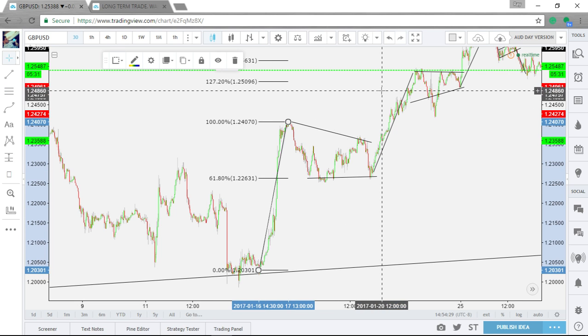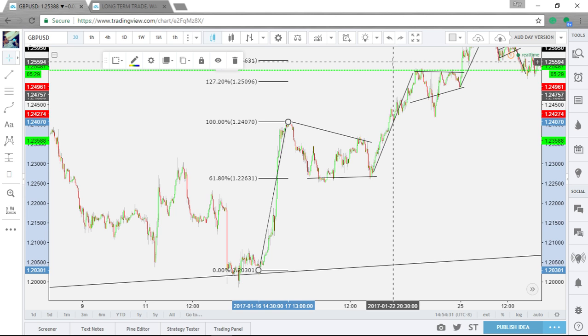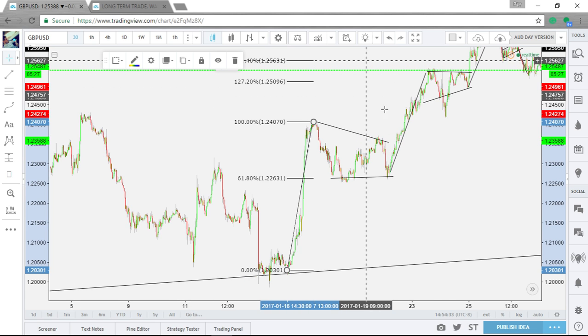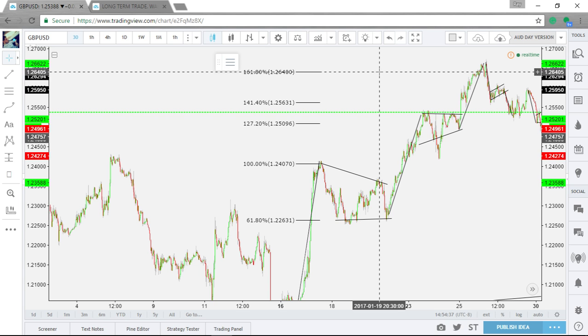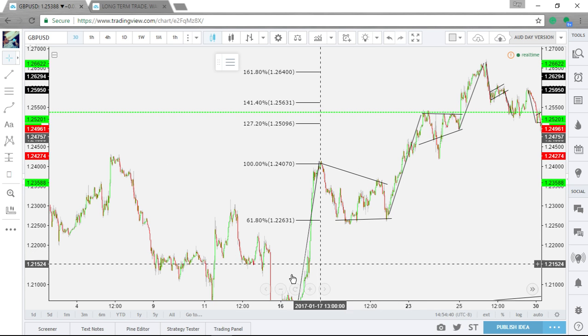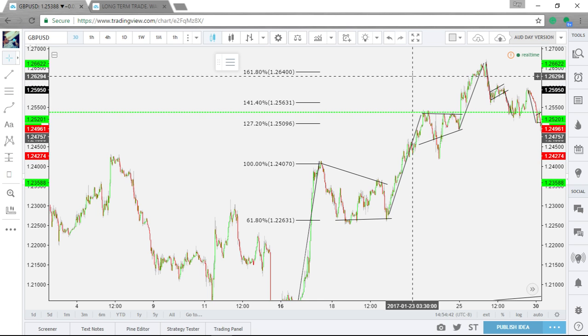Where's that 127? That 141? Right there. You see that? It even went up to 161. You just had to wait a couple of days. You had to wait about a week for it to come up here. And that's how we trade.